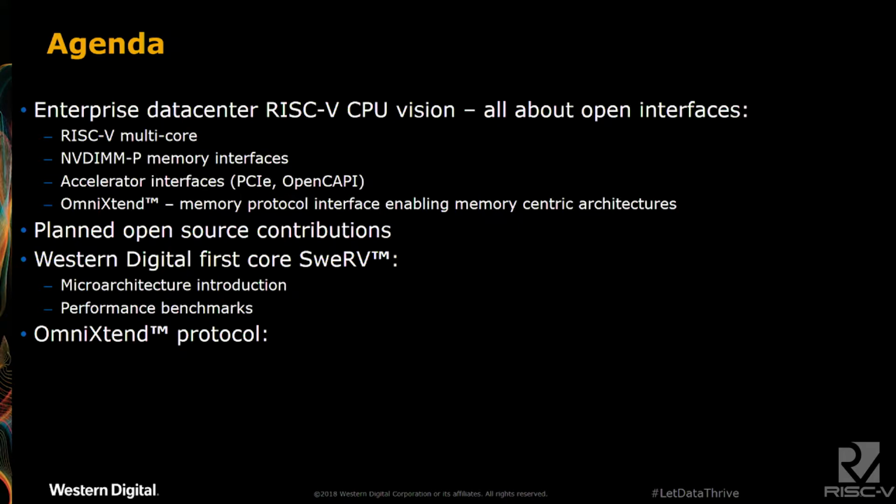I'll also list our planned open source contributions, and then we'll transition to Robert Golla giving an overview of the RISC-V core microarchitecture. After that, Dejan will give a technical overview of the OmniExtend protocol. You have heard about these three topics this morning from Martin Fink, so this is now an expansion, providing more details.